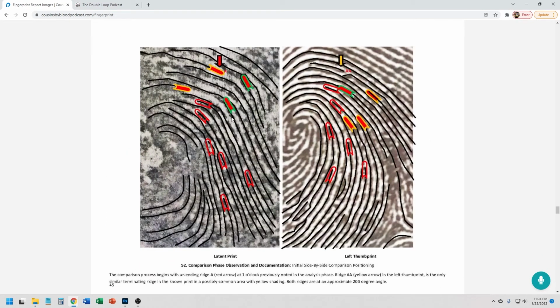The images marked out, saying, okay, here is the minutia, and I've already marked out from analysis in the latent print. Here's the minutia I see in the known print, and clearly these are not the same. They're not in the same place. There are differences between these two sets of minutia.